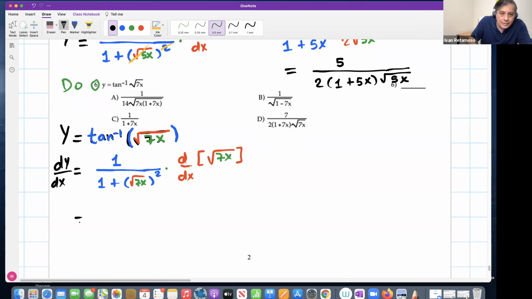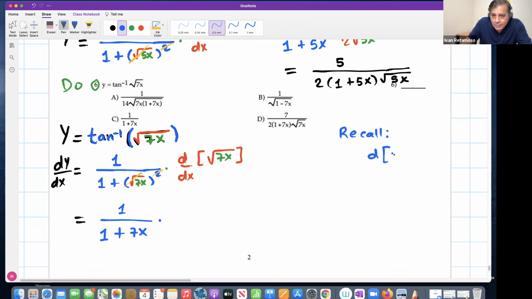So let's do it. 1 over. Good news here. A square root of something squared, since these are inverse functions with respect to each other, they cancel each other out. This is just 7x, the radical comes up, right? Done with this part. Now the derivative of this guy. Recall, this is a nice result that you should always have written somewhere. The derivative with respect to x of a square root of x is 1 over twice a square root of x, right? This is in simplified form.